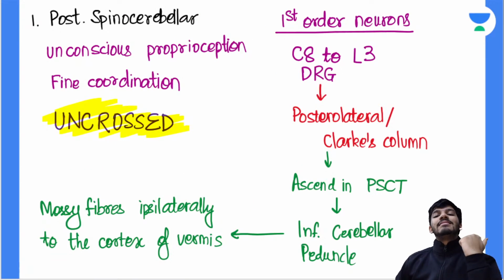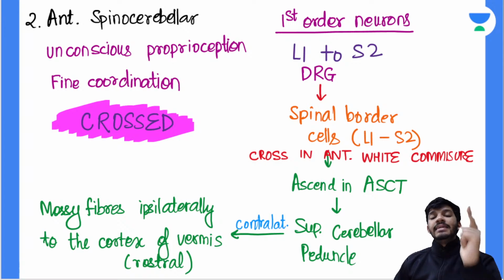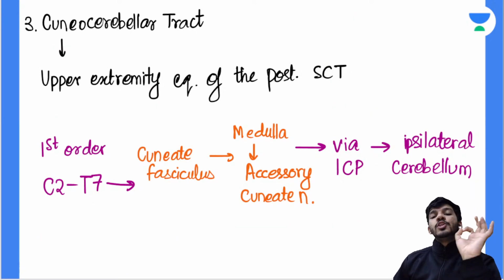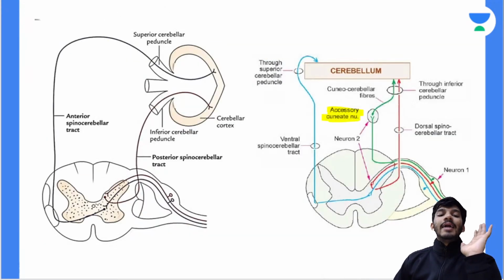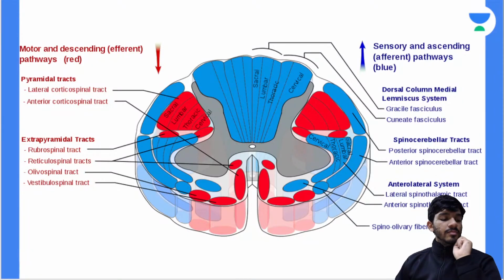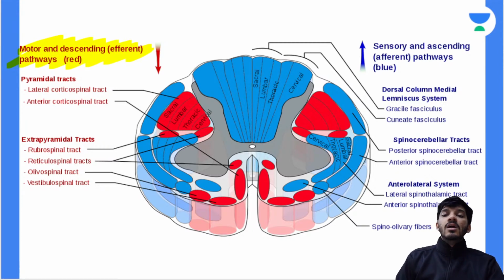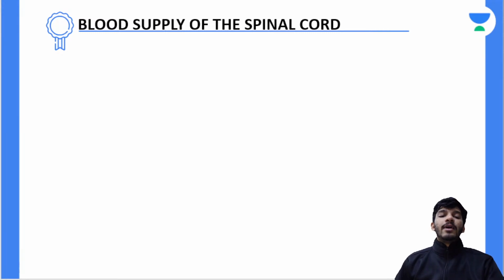Along with that, we discussed the cerebellar ascending tracts, including the posterior spinocerebellar, the anterior spinocerebellar, and the cuneo-cerebellar tracts, right? And that ends our explanation of ascending tracts. In the next session, we will discuss the motor or the descending efferent pathways. Okay, and in a separate session, the blood supply also.